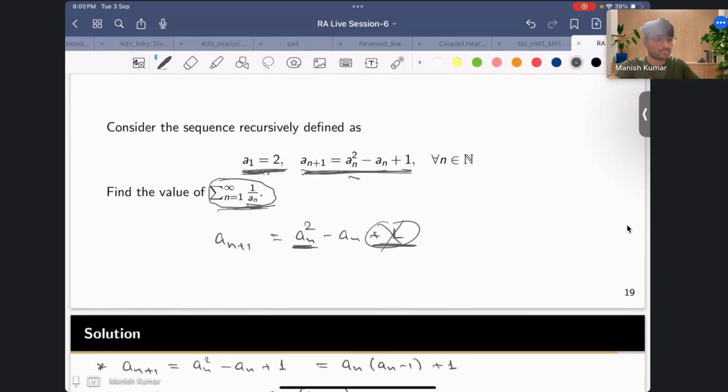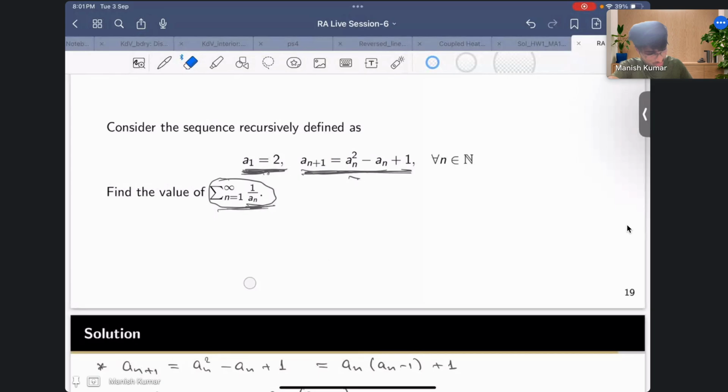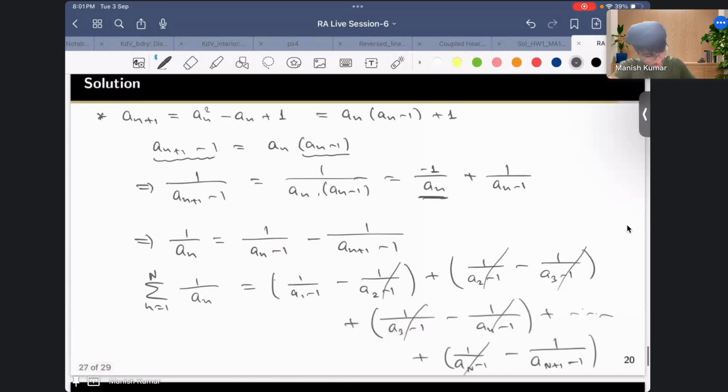So a_n^2 is always greater than or equal to a_n, because a_1 is greater than 1, so a_1^2 is greater than a_1, right? Similarly, a_2^2 is greater than a_2. So you can clearly see that a_{n+1} is increasing. If you want a proof, I can give it. Let me be a bit quick. So this is what we got.